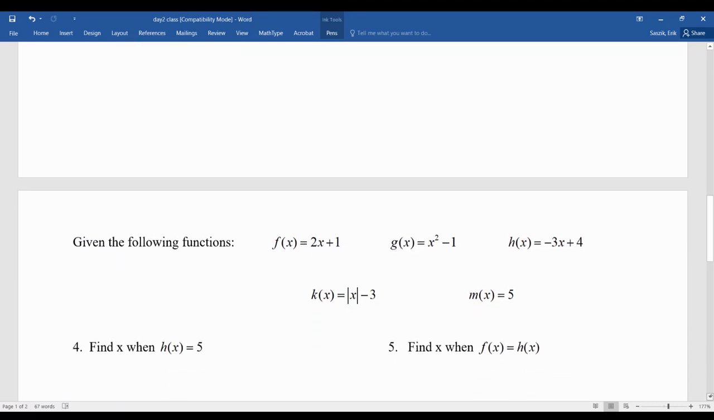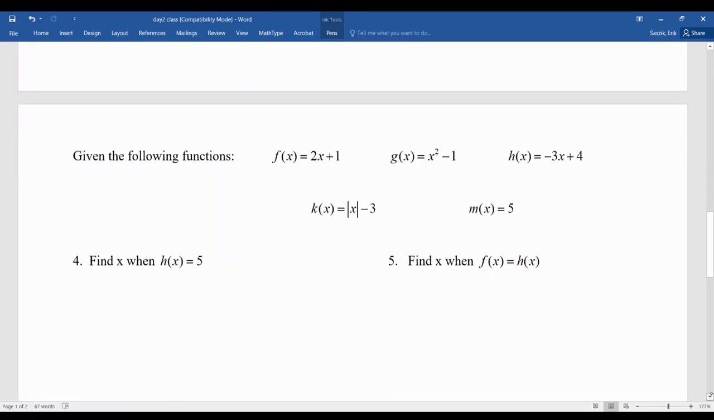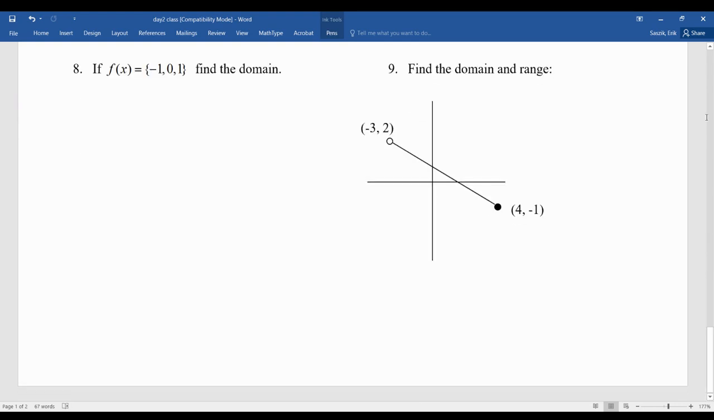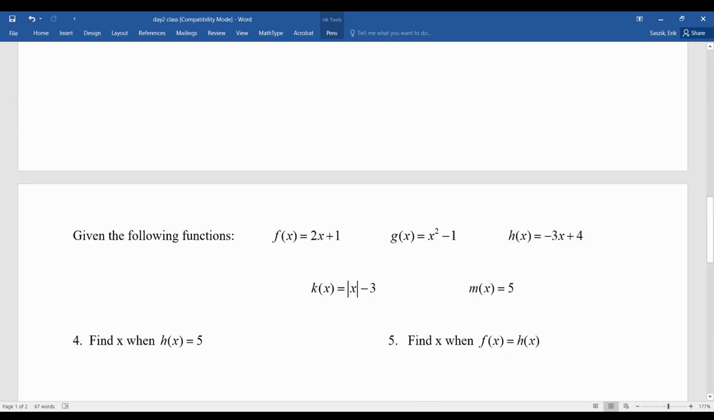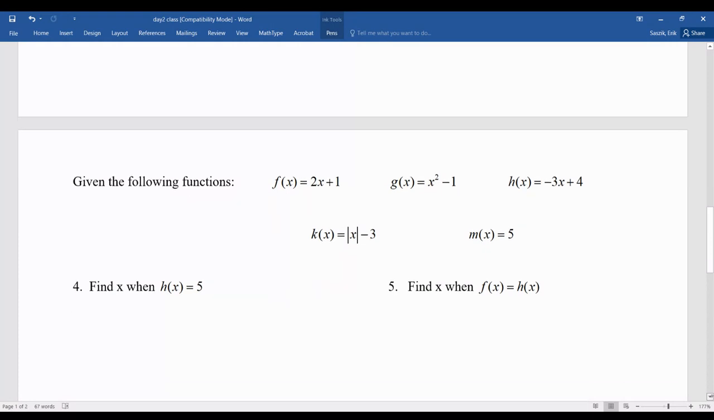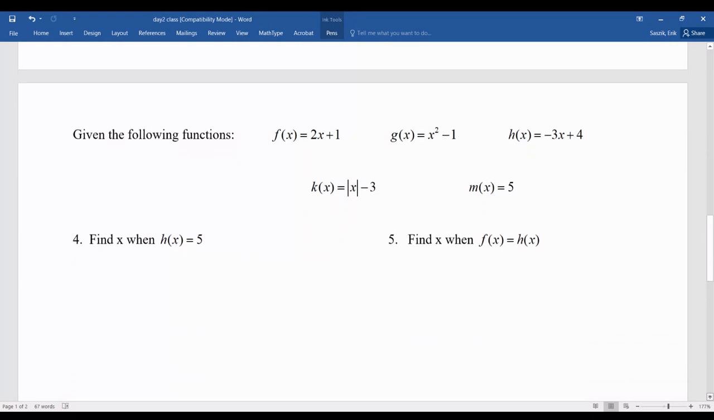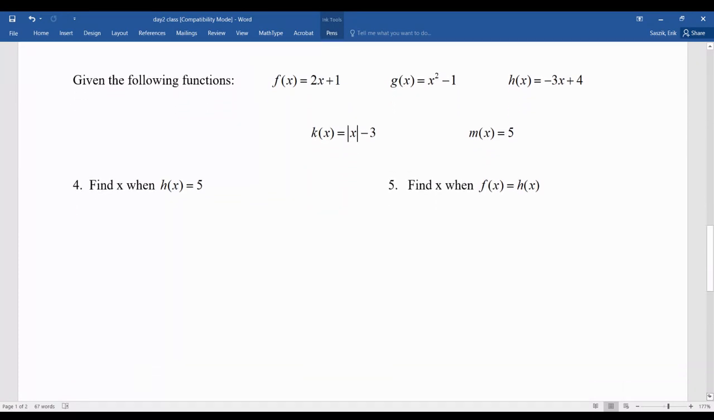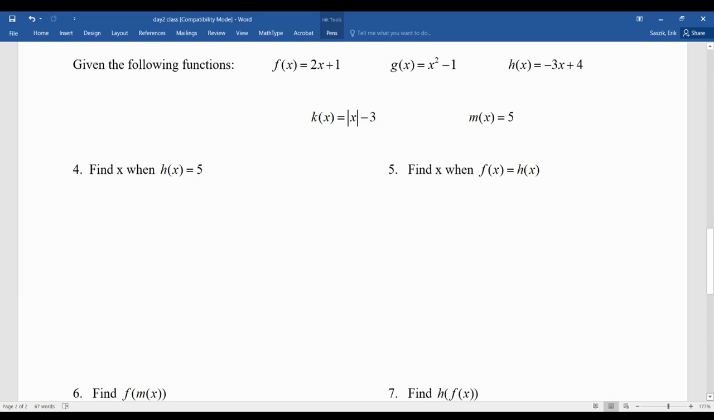So on the back side, we got some more problems. Whoops. My bad. And we're using the same 5 functions.